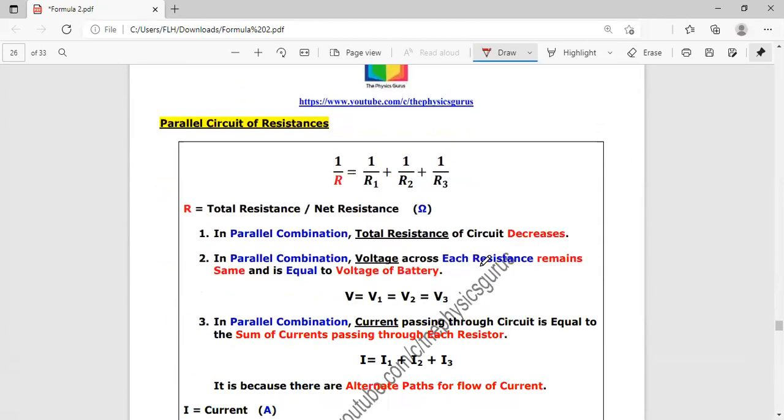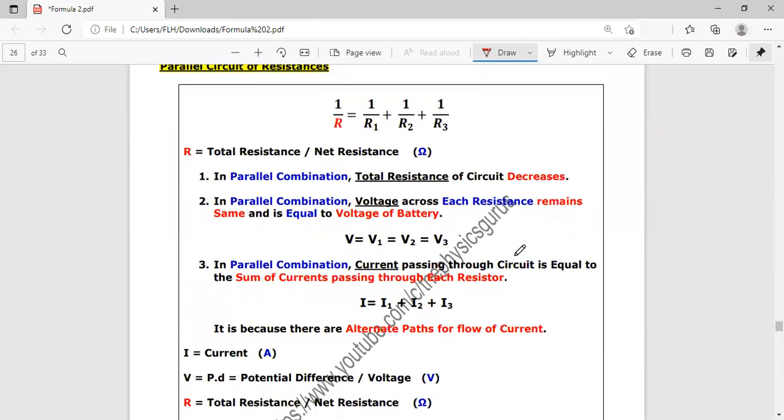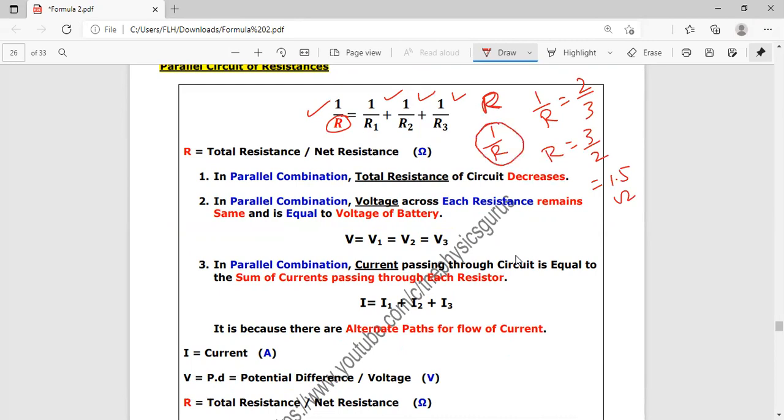Then parallel circuits combination is there. In order to calculate the total resistance, we have to apply the formula 1 over R is equals to 1 over R1 plus 1 over R2 plus 1 over R3. We have to calculate R, not 1 over R. So in the end, let's suppose if answer is like this, 2 over 3, then R will be equals to 3 over 2 is equals to 1.5 ohm. So make sure that you are not supposed to calculate 1 over R, you have to calculate R.